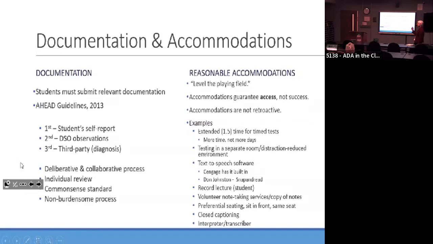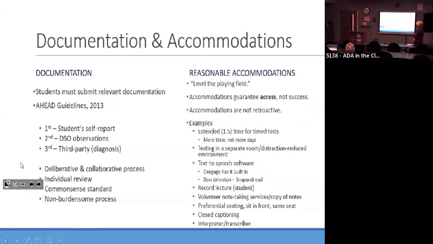It's good for English language learners too. That's not a disability, it's just a good practice for them. So closed captioning has multiple benefits, I think. And then of course, interpreter or transcriber. This semester, I have a student using an interpreter and I have a different student using a transcriber.